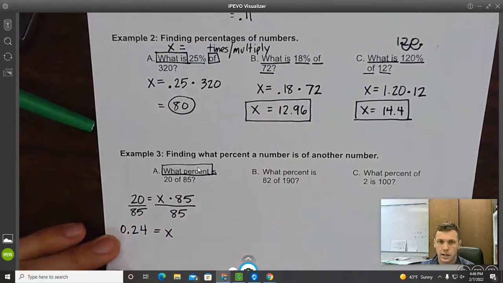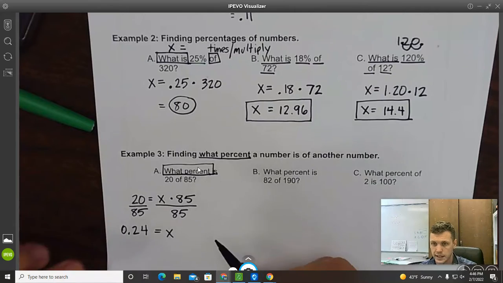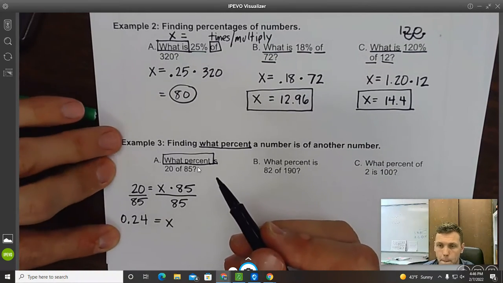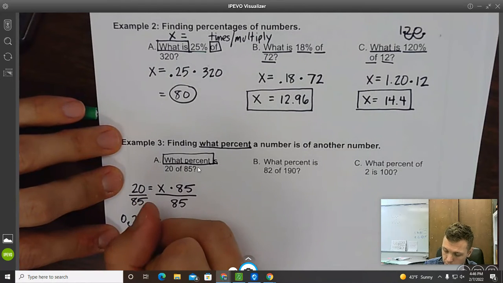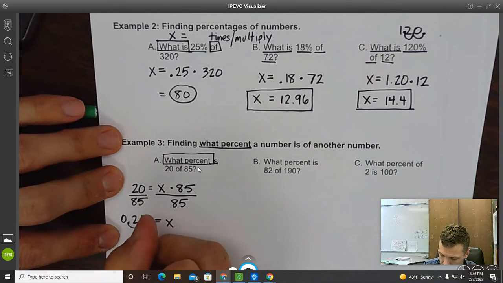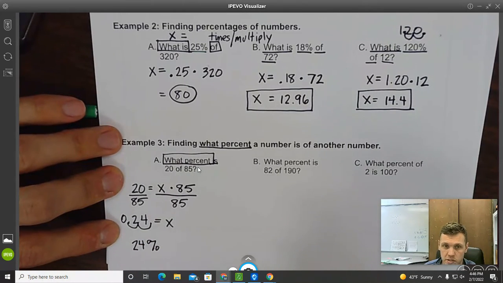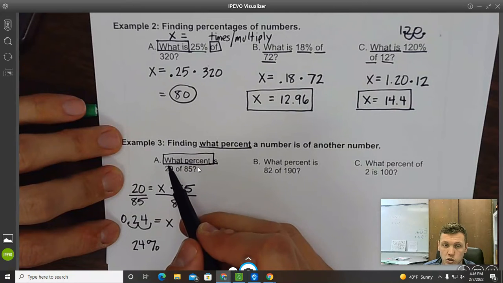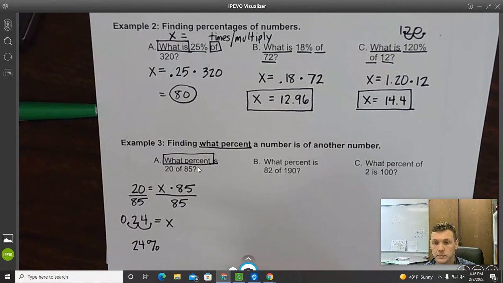Now, the question is asking us to find the percent. It's written as a decimal. So if we want to write it as a percent, we have to move it back to the right 2 places. And this is 24%. So 20 is 24% of 85.